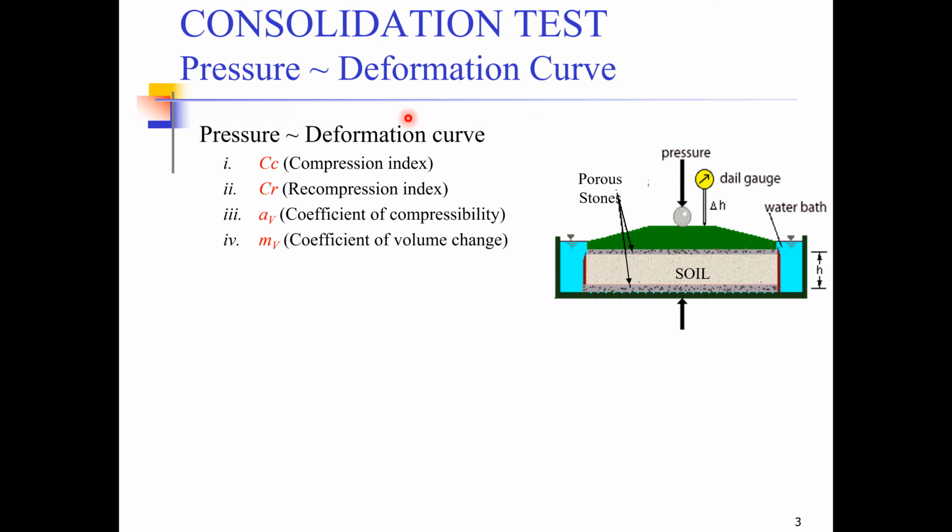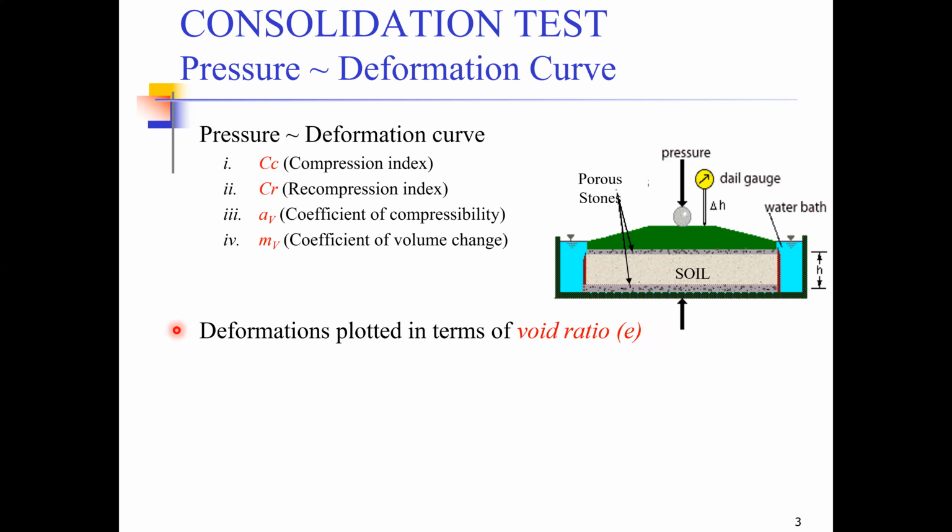In a consolidation test, this deformation is generally plotted in terms of void ratio. The dial gauge readings that we are observing, which are representative of the soil deformation, we have to convert into the corresponding void ratio. I believe you can have a good idea about this, that the change in void ratio can actually represent the deformation in the soil. So we use void ratio to represent deformations in the soil.